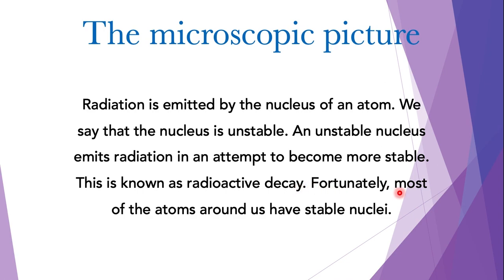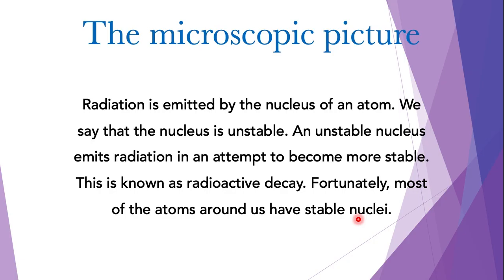Fortunately, most of the atoms around us have stable nuclei. That is why we are not exposed to radiation that much. It's a very low level of radiation that we are exposed to. When the Earth formed about 4,500 million years ago, like that's a lot of time, isn't it? There were many more radioactive atoms around. However, as those millions of years have passed, most have decayed to become stable. In the distant past, the level of background radiation was much higher than it is today.